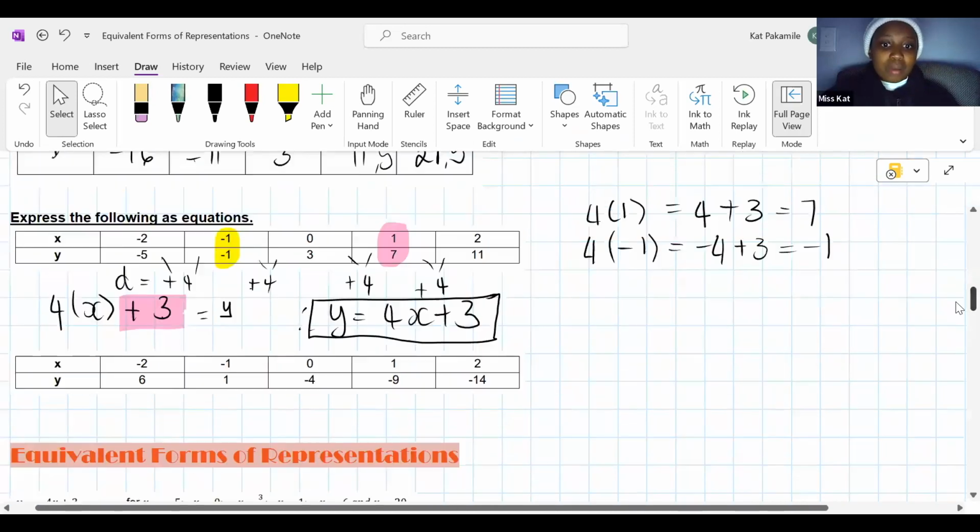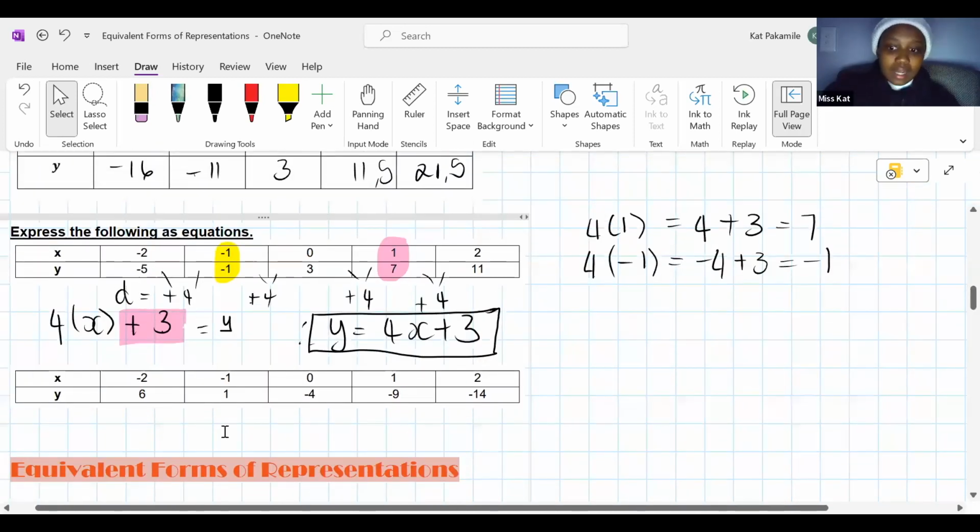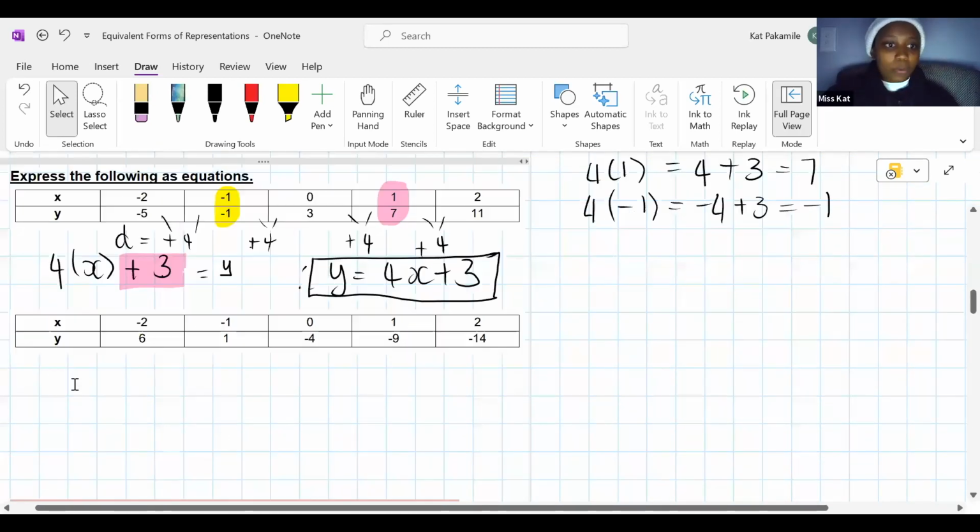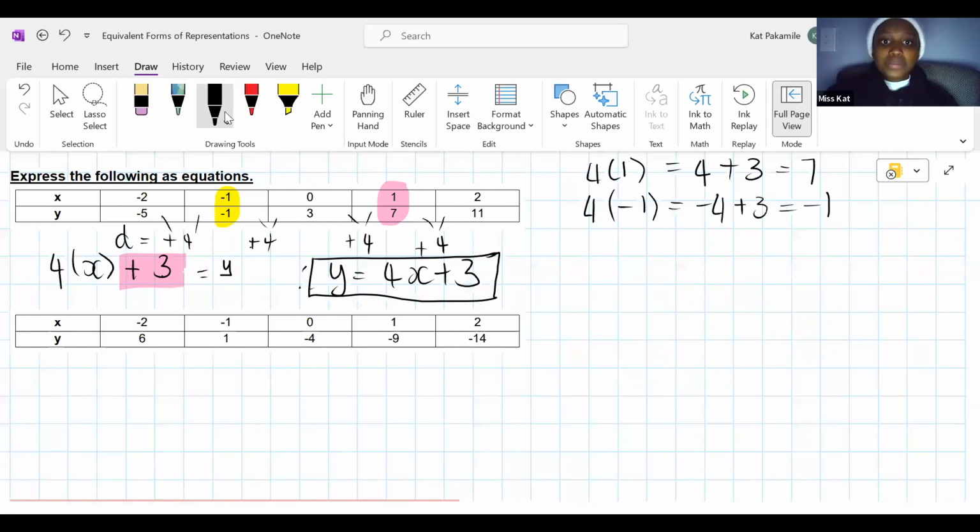Now that I've refreshed our memories, let us do the second table. Okay? Step 1 was what? What did I do first? What was step 1?